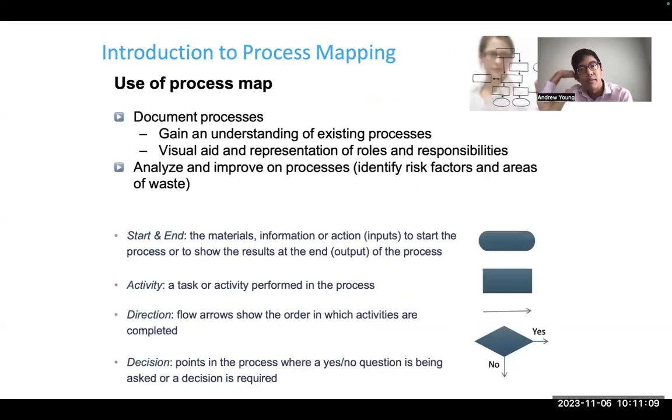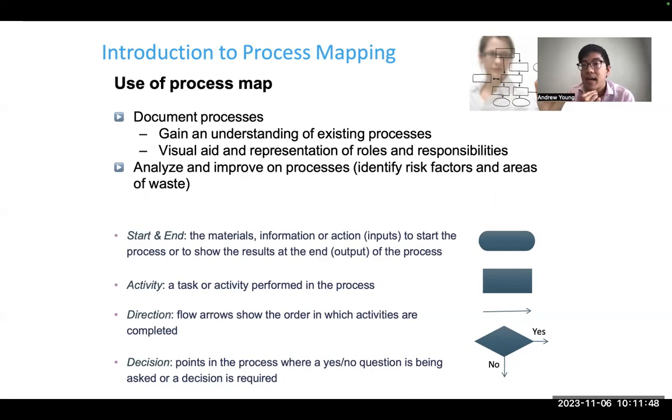I think last time I went over a lot of how do you do it? What are these circles? What are these squares? And I think exactly what they are isn't so important for the context of what we're doing here. But the real purpose of using a process map is to document the processes. And you're documenting what's the reality, what is the actual process involved. It can help gain an understanding of existing processes, and it provides a visual aid and representation of roles and responsibilities. It can help analyze and improve on processes.